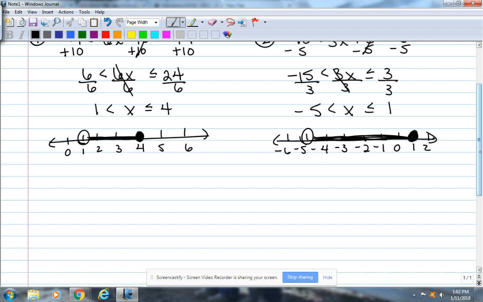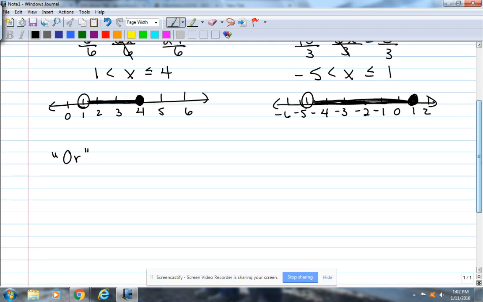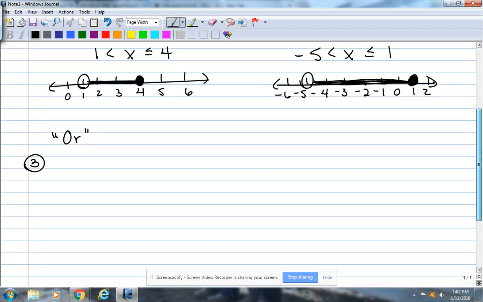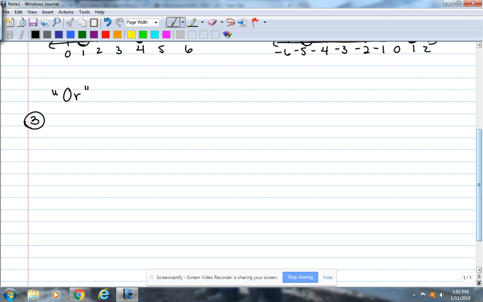Now let's talk about or compound inequalities. Ors have to say the word or in the problem. So you know you have an or inequality rather than an and inequality if it says or in the problem. For example, we have 3x plus 5 is less than or equal to 11. And then it says the word or 5x minus 7 is greater than or equal to 23.